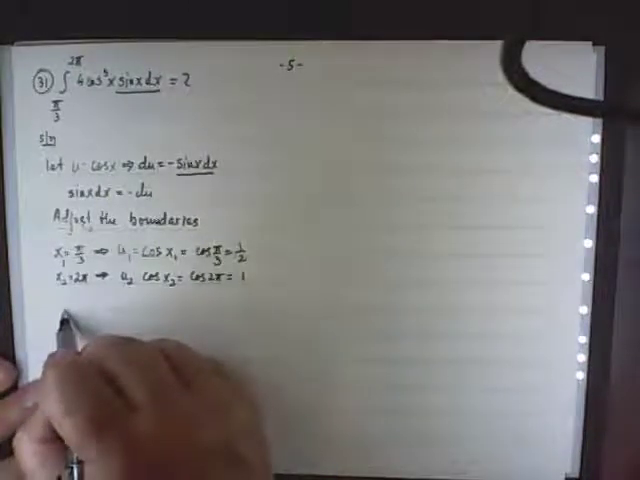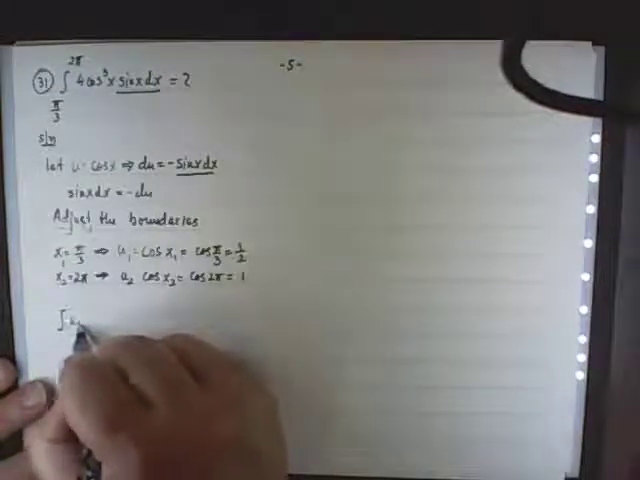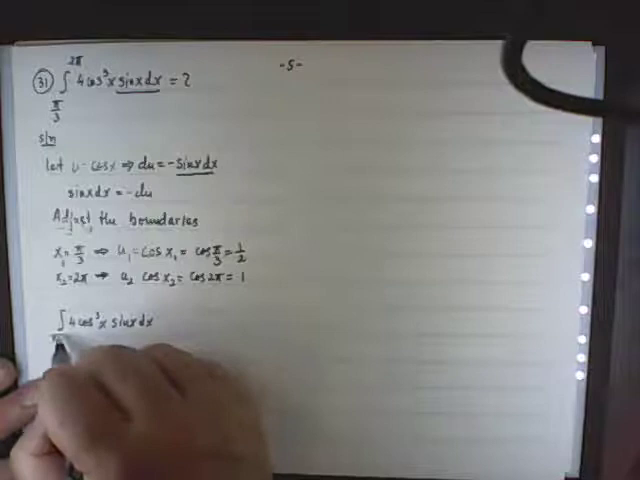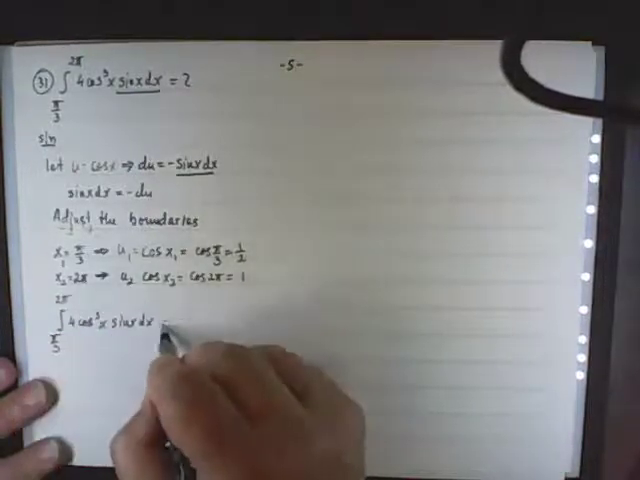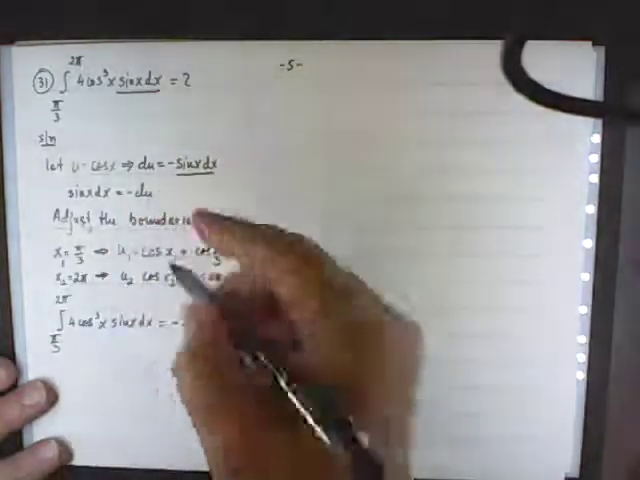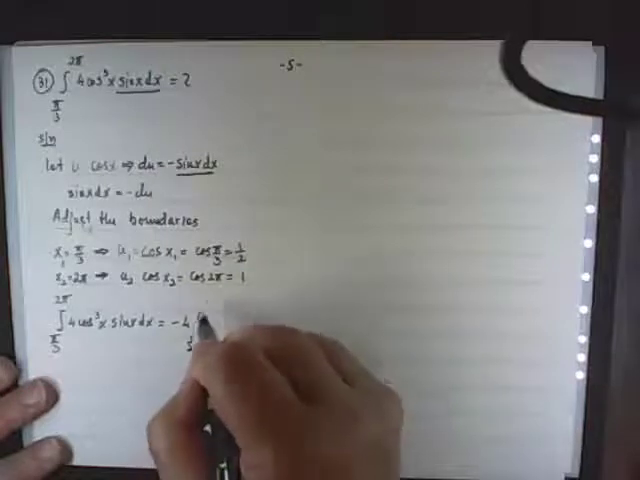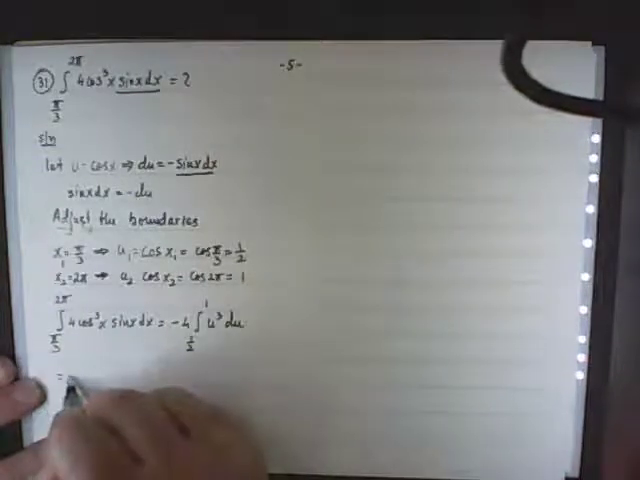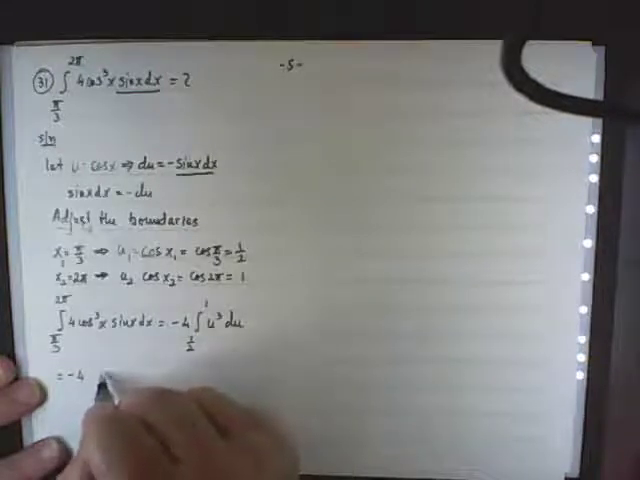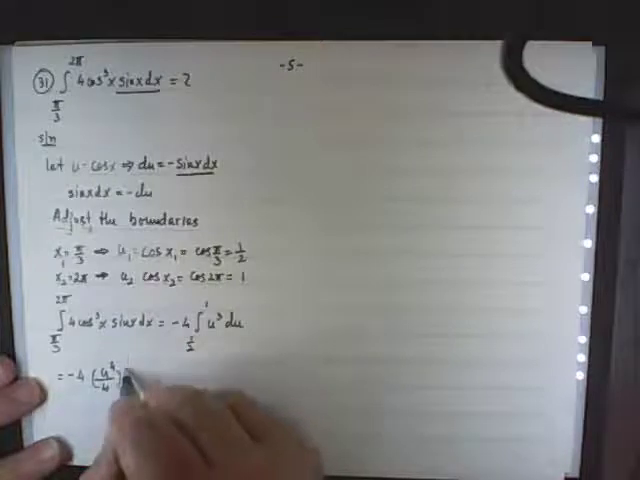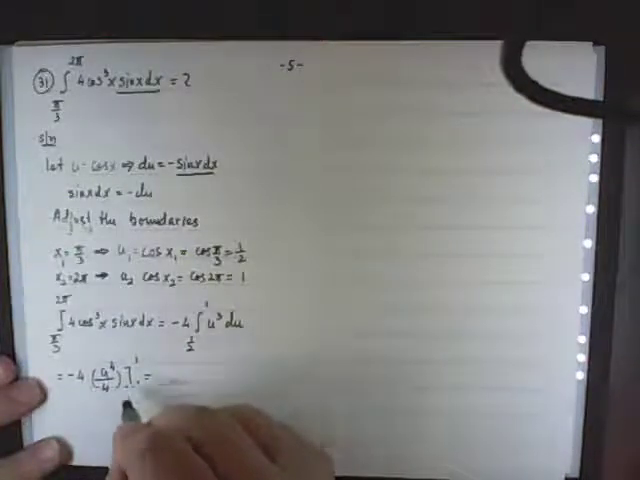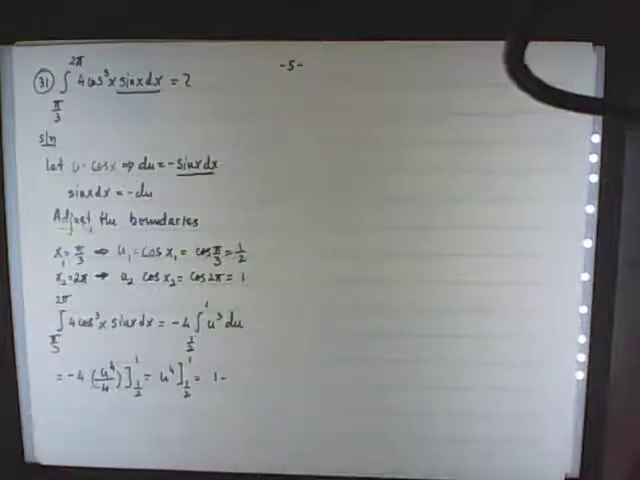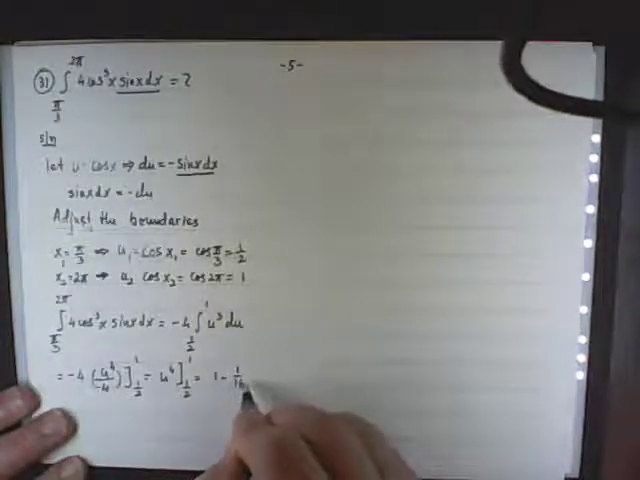And therefore the integral, we have 4 cosine cubed of x sin x dx. After all the substitution, we have negative 4, because we have the negative sin x dx. Boundaries are 1/2 to 1. Cosine cubed is u cubed, sin x dx is du, and we have negative 4 times u to the 4th over 4, evaluated from 1/2 to 1. So it will be u to the 4th evaluated from 1/2 to 1. So we are looking at 1 minus 1/2 to the 4th, which is 1 over 16, right? So we have 15 over 16.